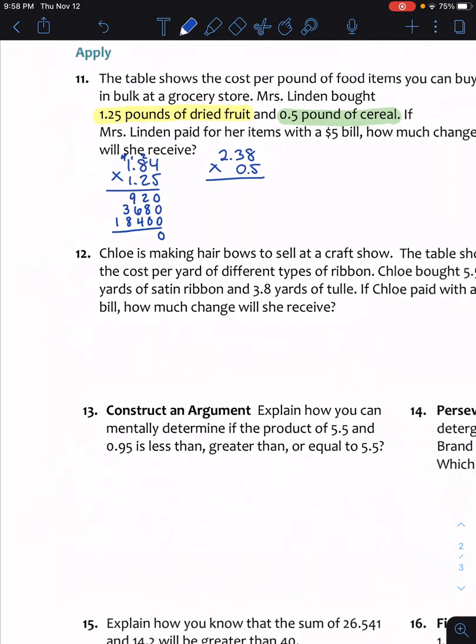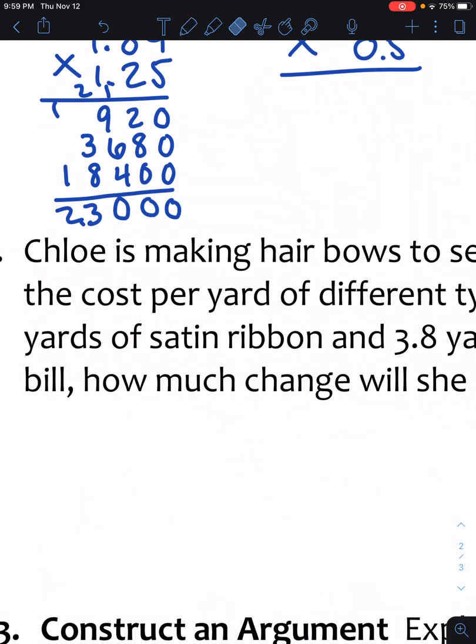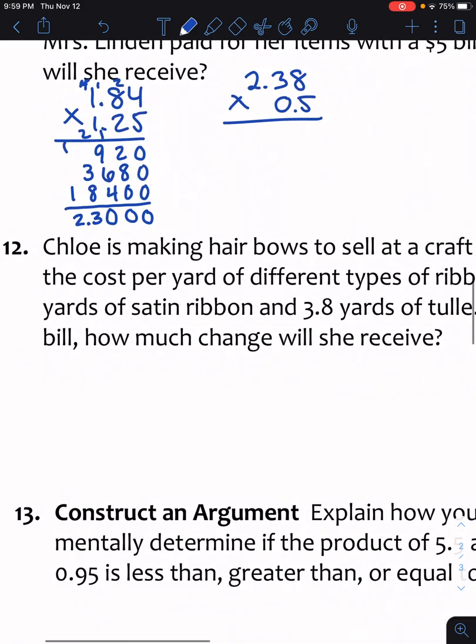So 0. 2 plus 8 is 10. Carry the 1. 6 plus 4 is 10. Plus 9 is 19. Plus 1 is 20. Carry the 2. 8 plus 3 is 11. Plus 2 is 13. Carry the 1. And 1 plus 1 is 2. I'm going to put in all my decimal places. There are 4 decimal places here. So 1, 2, 3, 4. That makes this 2.3. So $2.30.